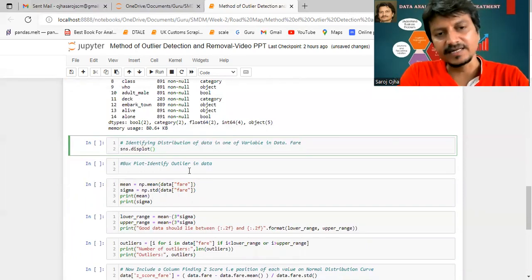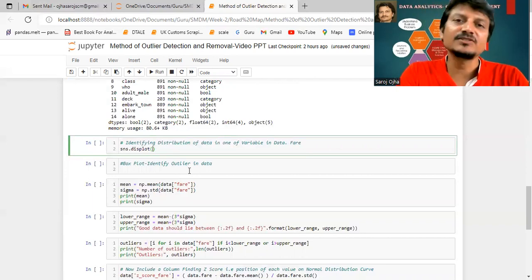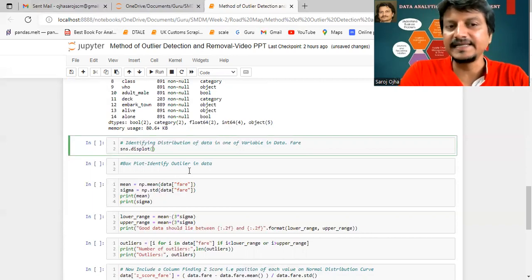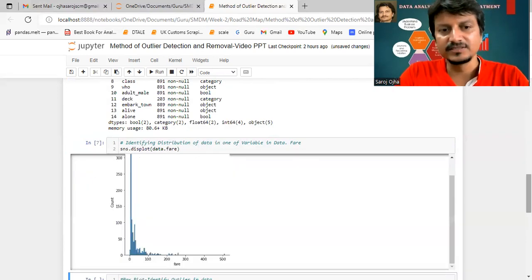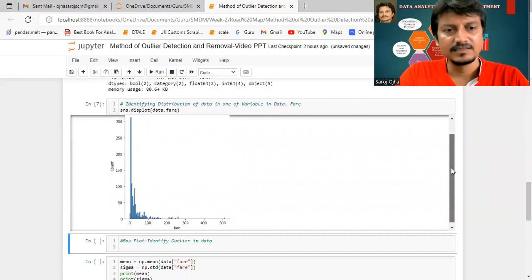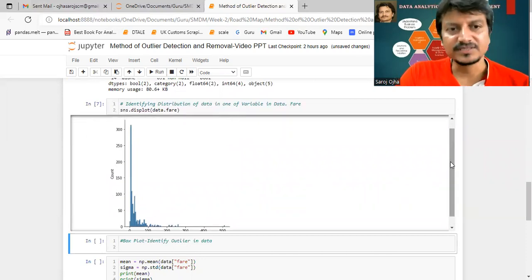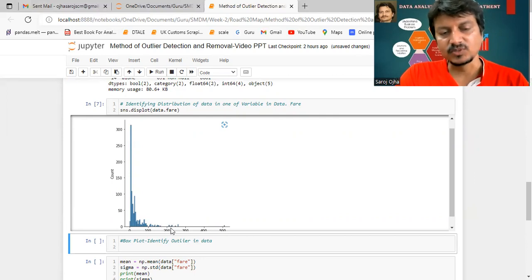Let me first understand, because the assumption says your data should be normally distributed. So let's first understand whether my data is normally distributed or not. What I'm doing here, I'm just calling a function and seeing the histogram, the distribution of the data for this fare. What I can observe here, my data is quite skewed towards the right and has some outliers.